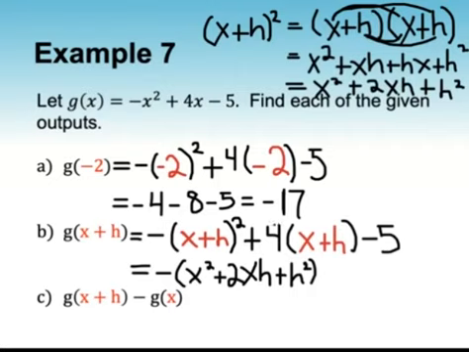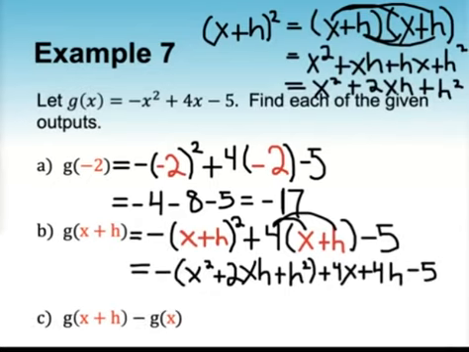And then we can go ahead and distribute this 4. 4 times x is going to be 4x. And then we have 4 times h, that's 4h. And we have minus 5. That's going to equal, we have negative x squared. I'm distributing the negative now to everything that's inside this trinomial. We have 3 terms here. This is a trinomial. I'm just distributing the negative, which is going to change the sign.